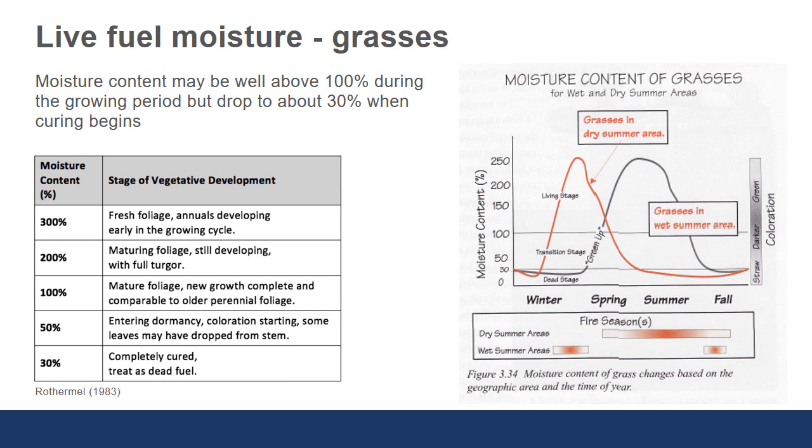In this example of typical fuel moisture content in grassy fuels, you can see that during green-up in the early spring, moisture content can be up to 300%. As the growing season progresses into late spring and early summer, mature grass fuels can be expected to be around 100% moisture content. Later, when the grasses are completely cured, fuel moisture may only be about 30%.